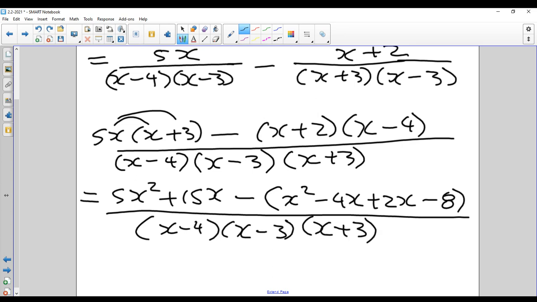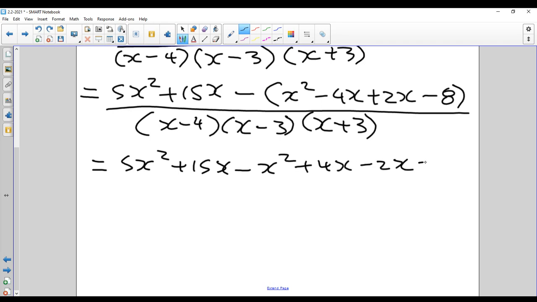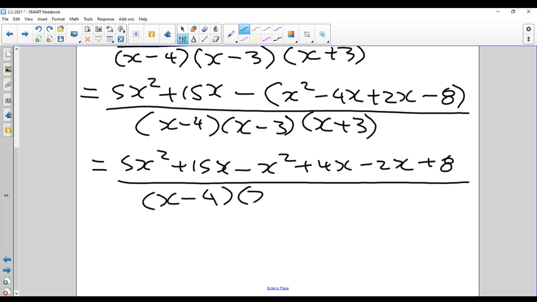You see everything inside this bracket? Everything inside this bracket has to change sign. I'm minusing all of these things, like we talked about before. So I'm going to have here the 5x squared plus the 15x minus x squared plus 4x minus 2x plus 8. Notice that everything I had inside of this bracket that had a minus in front changed sign. This was minus, this has become plus, this has become minus, that becomes plus. And over the denominator of x minus 4, x minus 3, x plus 3.